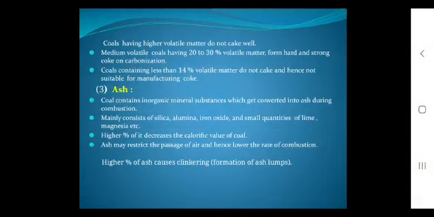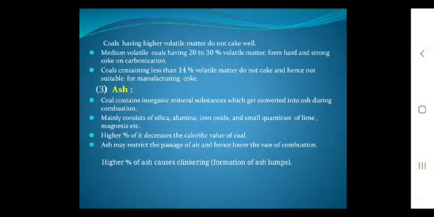Now the third content, ash. Besides moisture and volatile matter, coal contains inorganic mineral substances which get converted into ash during combustion, that is during burning. It mainly consists of silica, alumina, iron oxide, and small quantities of lime and magnesia, depending on the quality. If higher percentage of mineral substances are present, then the calorific value of coal gets decreased.